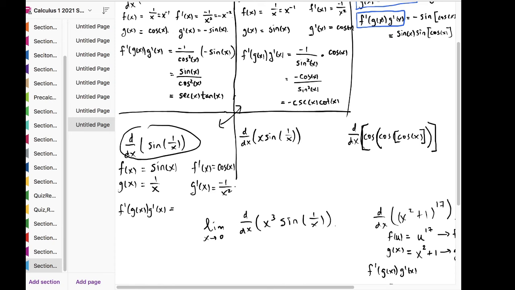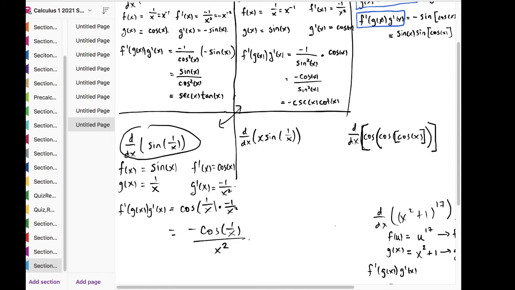So this is cosine of 1 over x times negative 1 over x squared. So this is equal to negative cosine of 1 over x divided by x squared. Totally different than negative cosecant cotangent. So if you flip-flop f and g, you get negative cosecant cotangent, which is very different.